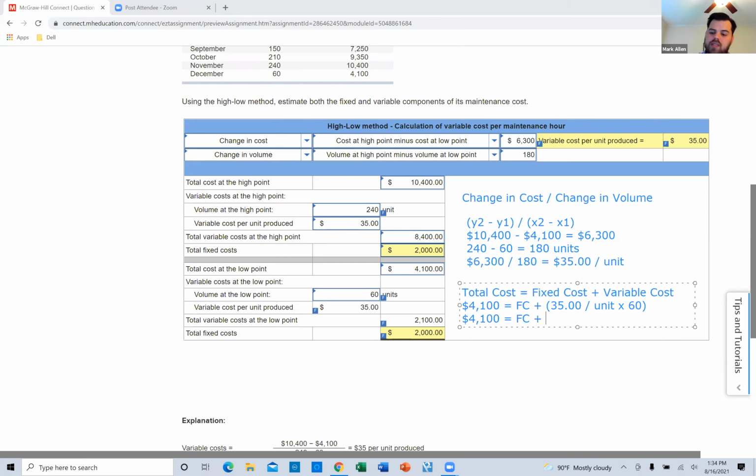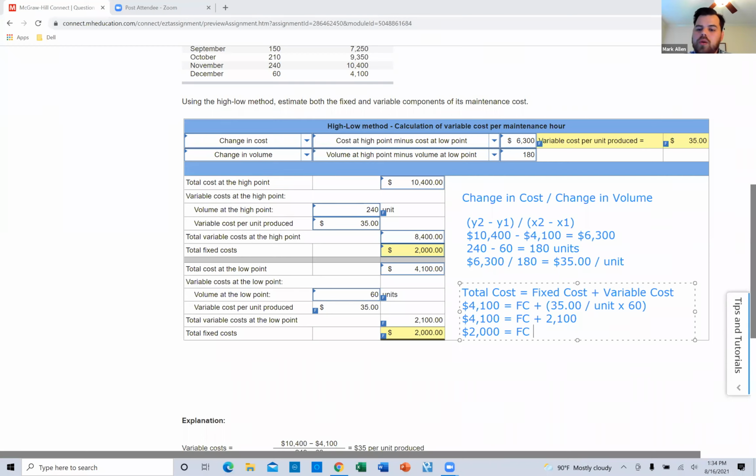Well, 30 times 60 is 1,800 and 5 times 60 is 300. So that's 2,100. So now we have 4,100 equals fixed cost plus 2,100. Subtract the 2,100 from both sides, and you come down to $2,000 equals your fixed cost. So now what that means is that my fixed cost is $2,000 and my variable cost is $35 per unit.